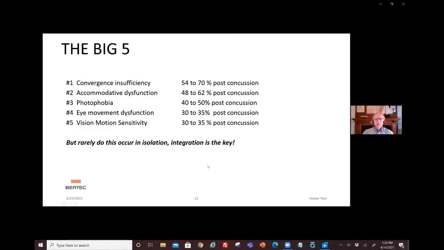The other thing to remember is that these things rarely occur in isolation. Most patients will have more than just one of these problems. So you need to look at all of them.